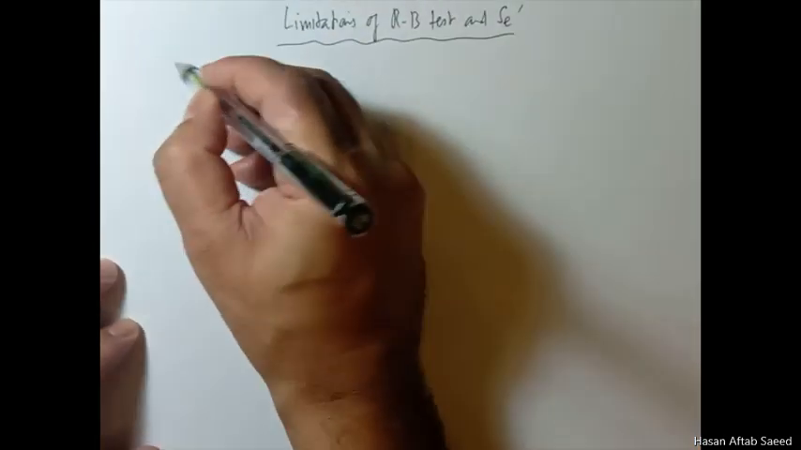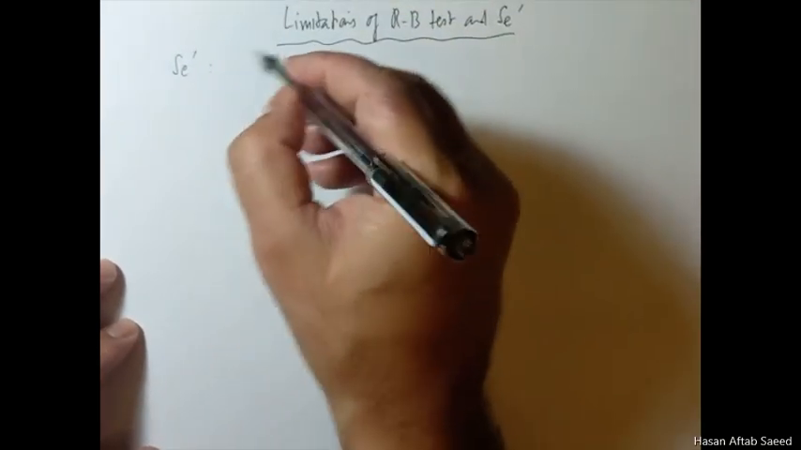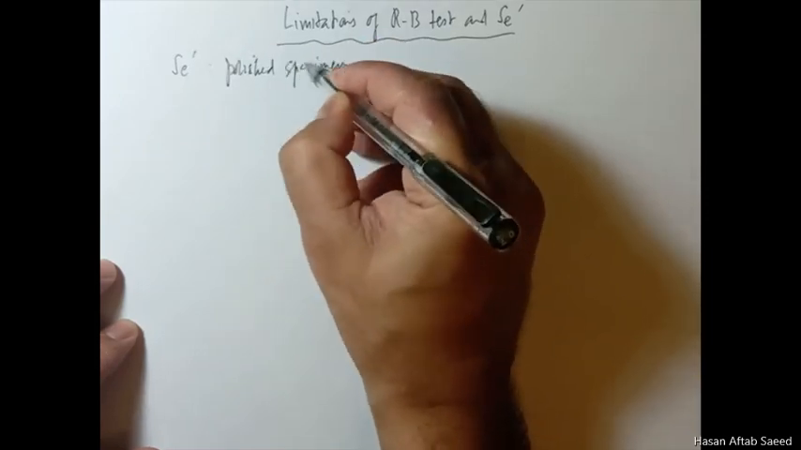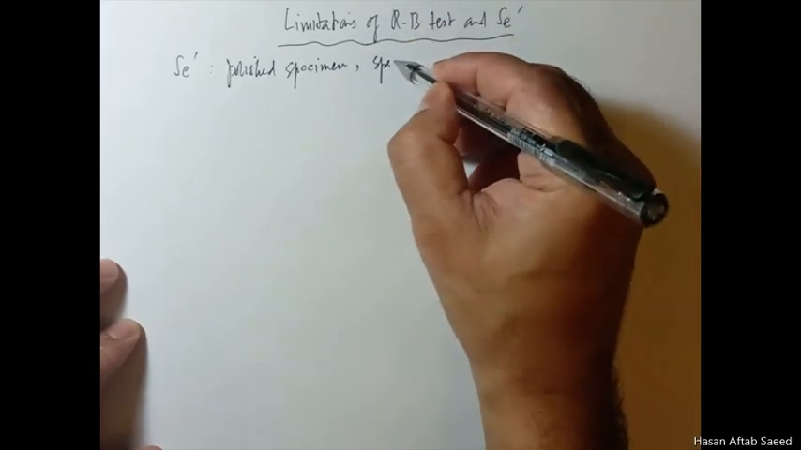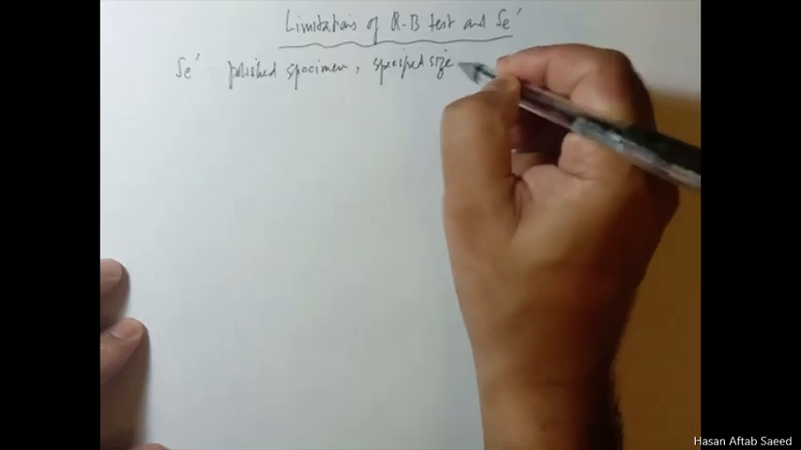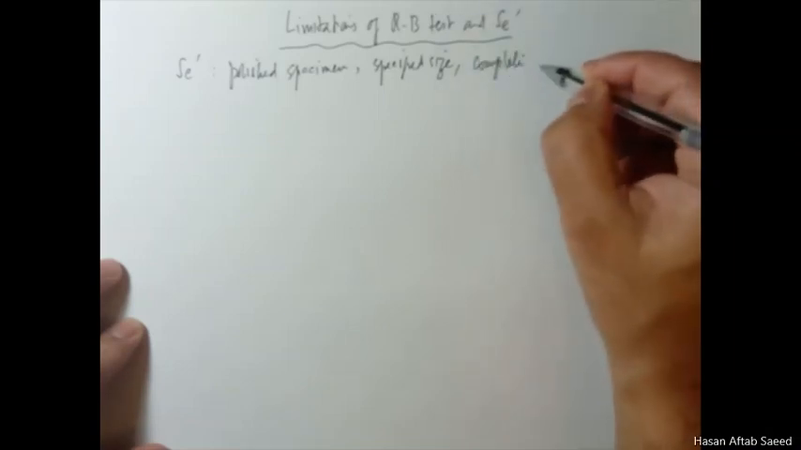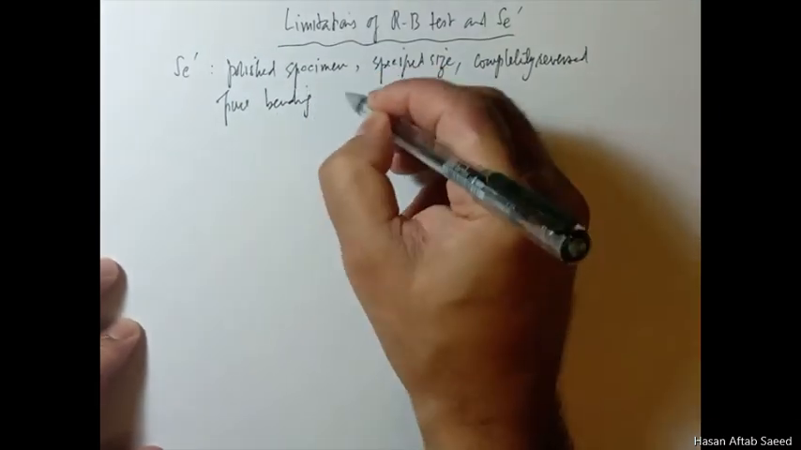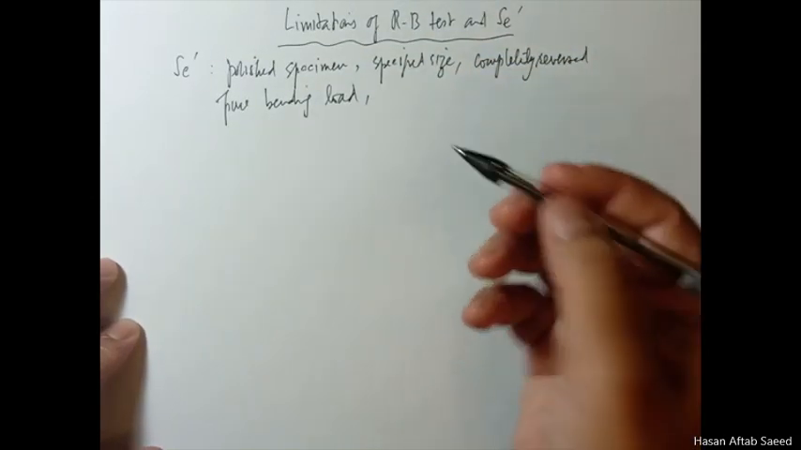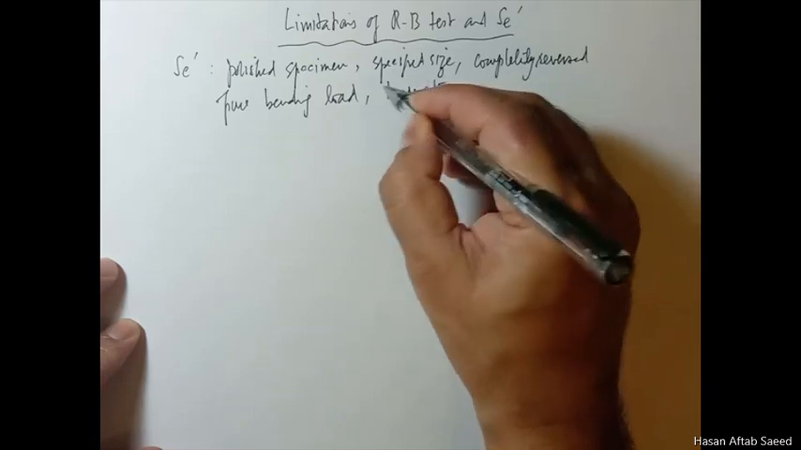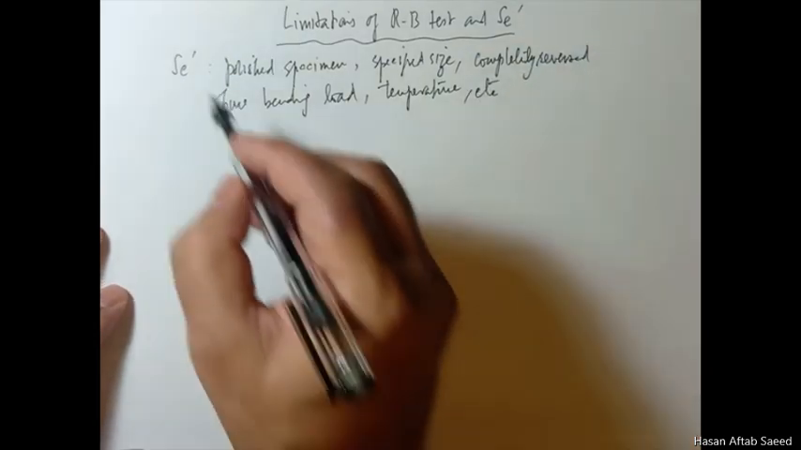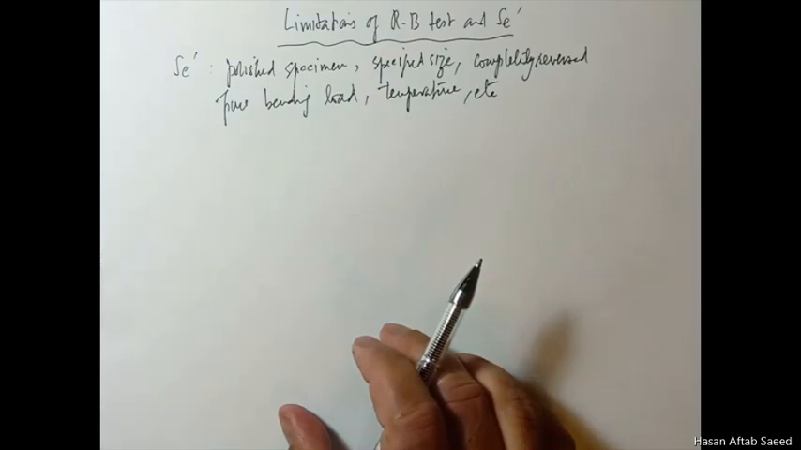There are some obvious limitations of the rotating beam test and Se prime that we studied in the last class. Se prime is based on a polished specimen of specified size. The test standards specify all these things: completely reversed pure bending load, a specified temperature, usually room temperature, etc. So there are a lot of things to be considered when we calculate Se prime for a certain material.